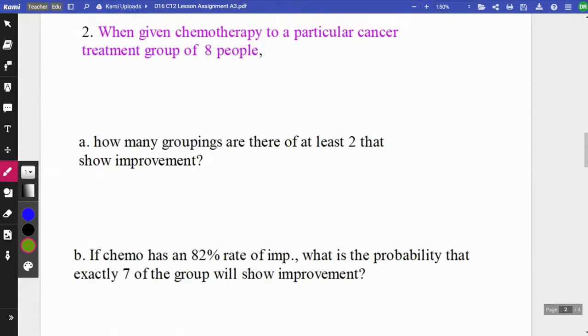All right, when given chemotherapy to a particular cancer treatment group of 8 people, how many groupings are there of at least 2 that show improvement? So show improvement or not show improvement is what we're looking for. I is improvement, and then N would be not showing improvement. And 8 people.